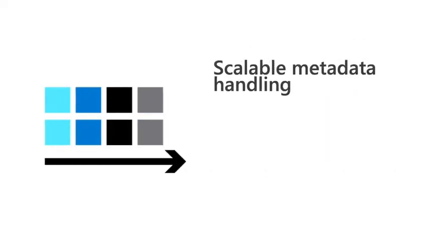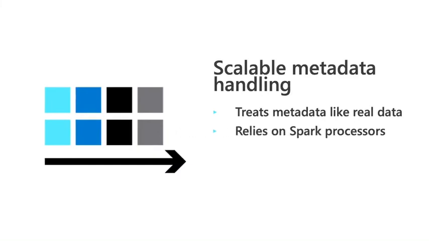In big data, even the metadata itself can be big data. Delta Lake can avail of scalable metadata handling, which treats metadata just like data. It does this by leveraging Spark's distributed processing power to handle all its metadata. And as a result, Delta Lake can efficiently handle petabyte-scale tables with billions of partitions and files.